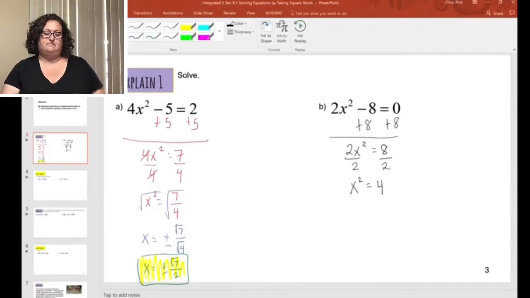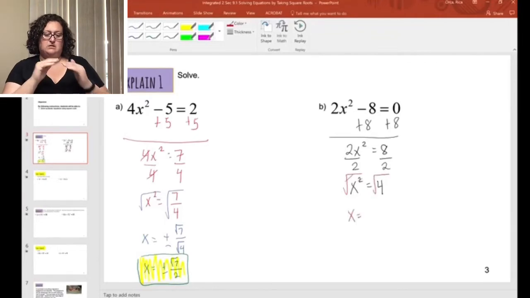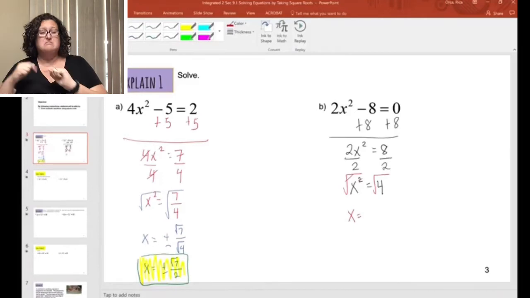And then to get rid of the square, we need to take the square root of both sides. So the square and the square root will cancel out. x equals, and whenever you take the square root of both sides, a plus or minus is always going to appear on the other side of the equation. So it's plus or minus the square root of 4. And as we know, the square root of 4 is 2, so plus or minus 2.